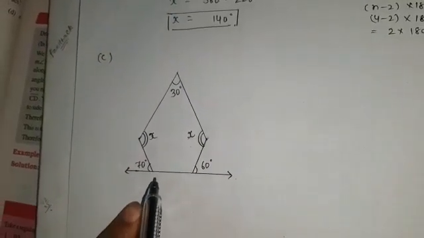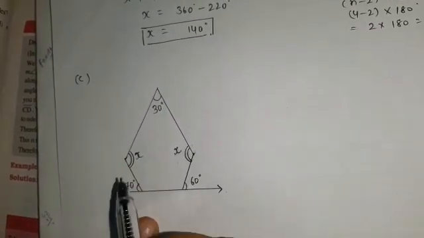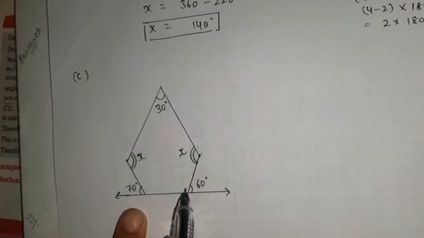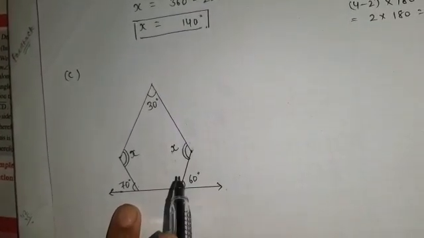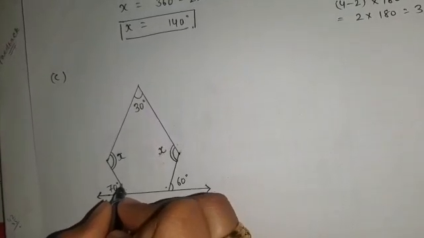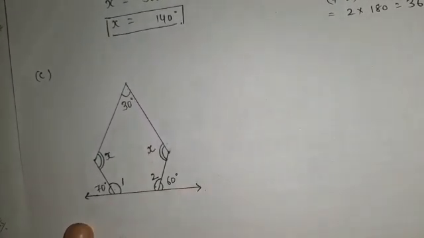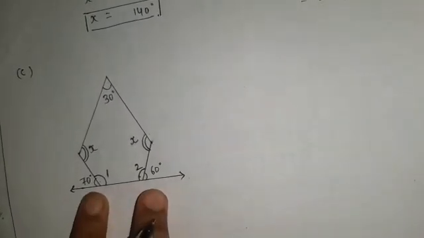I have drawn the figure, and you also have to draw all the figures in the notebook. So these are the interior angles which are not mentioned here, but when we apply angle sum property, we always require the value of interior angles. So let's just consider that this is angle 1 and this is angle 2. Okay, so let's find out the values of angle 1 and angle 2.